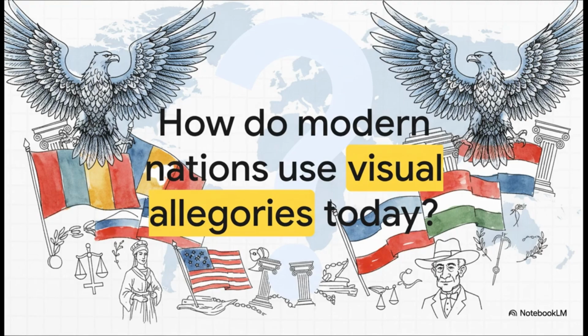As we close out this explainer, I want you to consider how the symbols on our own modern flags, our monuments, and even today's political cartoons continue this 19th century tradition of hiding massive, complex ideologies right in plain sight. From national eagles to the specific colors on our banners, the visual language of nations is still speaking to us today, if we only know how to read it.